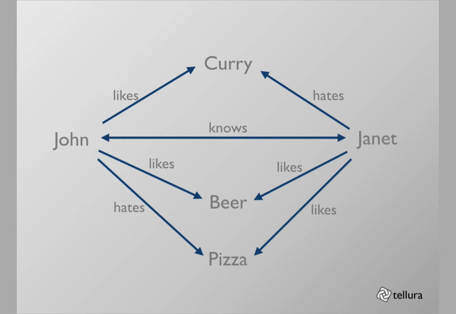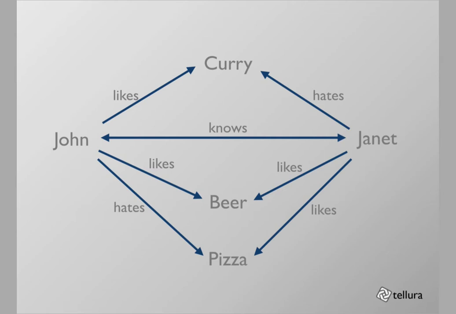Let's look again at the earlier slide with John and Janet and their likes and dislikes. The beauty of information stored in triples is that they open themselves up to deeper analysis. Triples don't just stand alone, because there may be many triples that feature John either as a subject, he likes curry and he likes beer, or as an object, Janet knows John. We can ask specific questions such as, what things does John like, as I showed earlier.